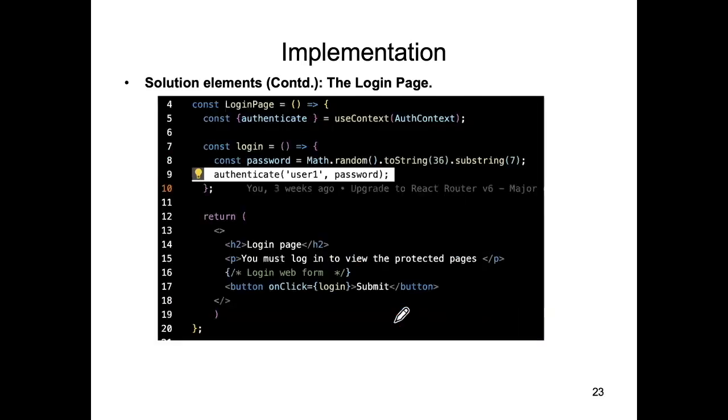And if I go on to the login page, the login page is also accessing the context, but it's only interested in the authenticate function. Skip over this for a second. Here it displays the login page. I have my button that I click, which triggers this event handler. Now I'm just randomly generating a password using the math function. And I'm calling the authenticate function that's stored above my context, and I'm passing it a username and password, which I've just hard-coded.